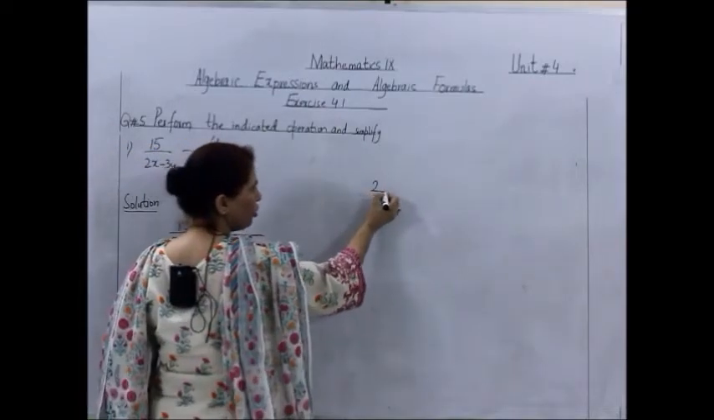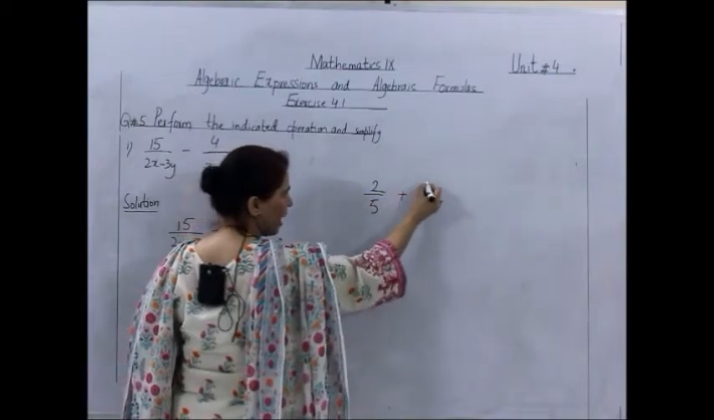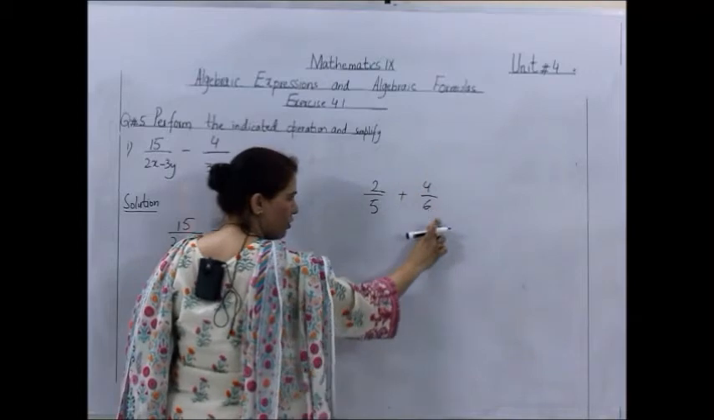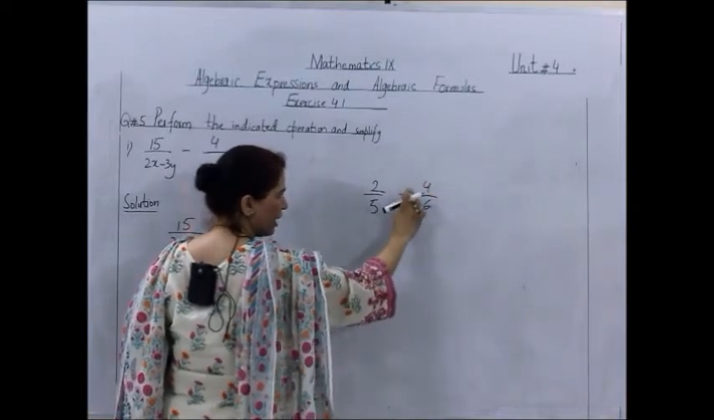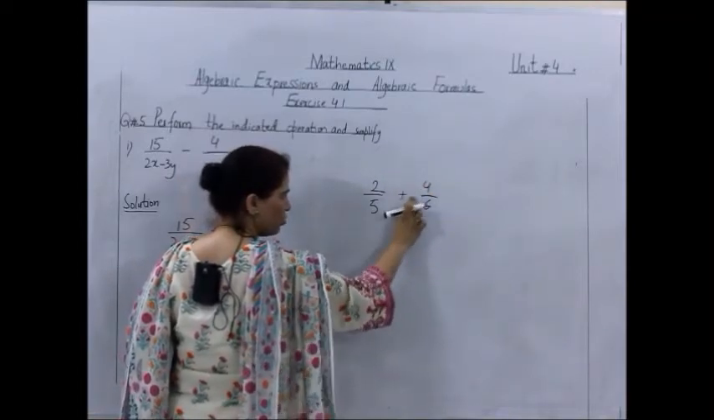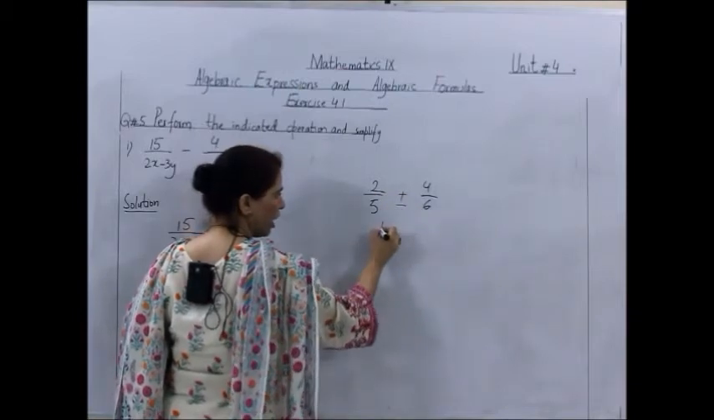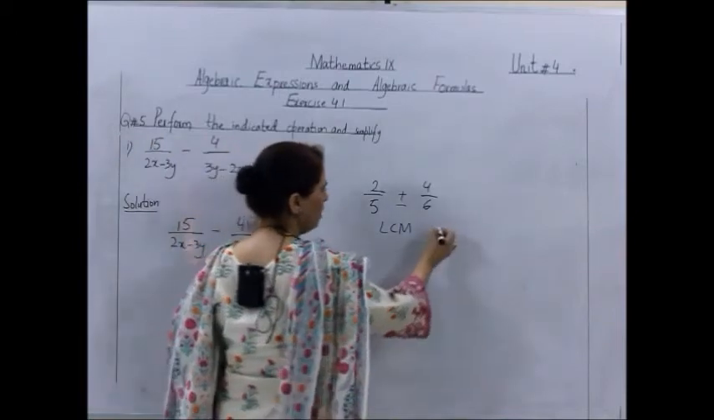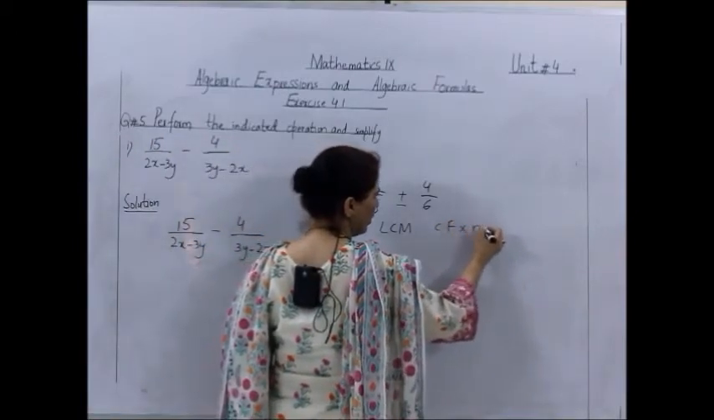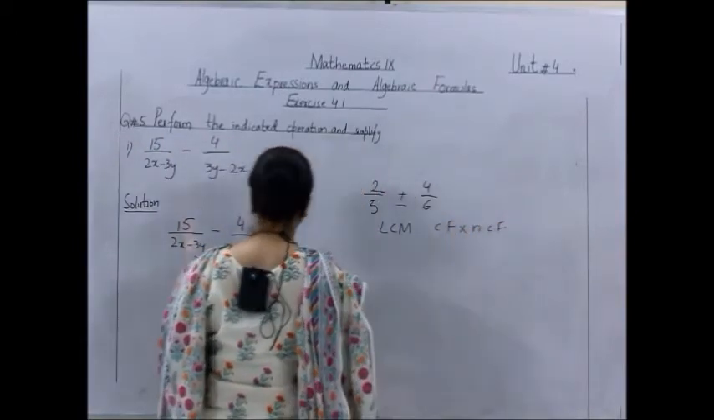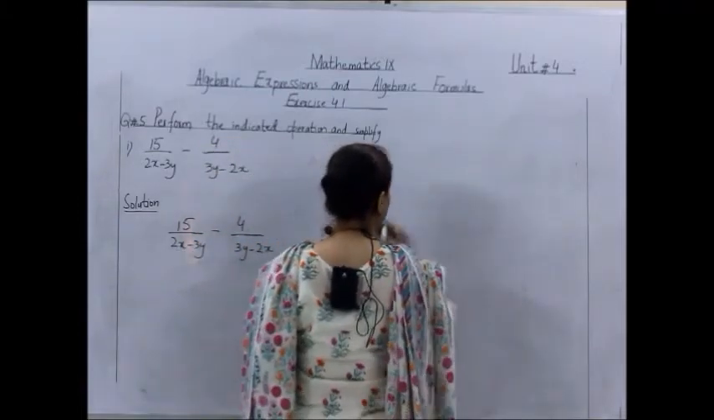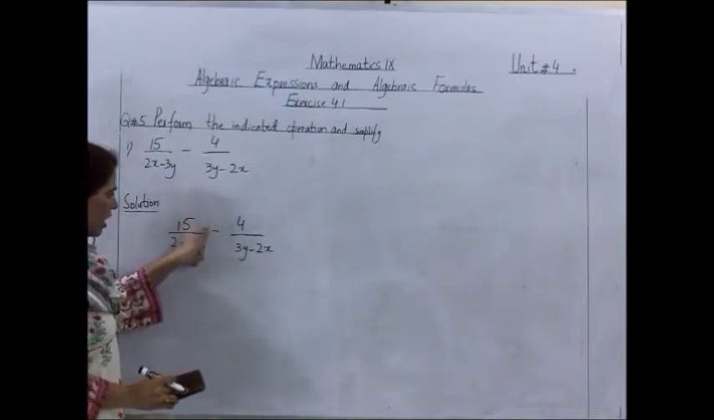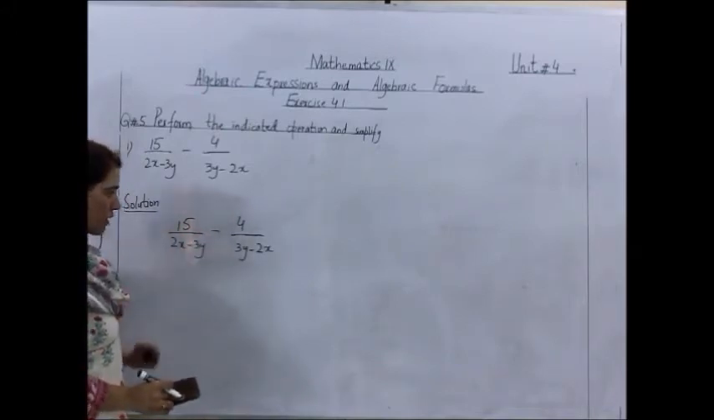numbers, and you know that when you were having rational numbers and somebody asked you to add or subtract, what do you have to do? You have to take LCM. And what is LCM? When you multiply common factors with non-common factors. Same we will apply here, as we have the rational expression and they are asking to subtract it.